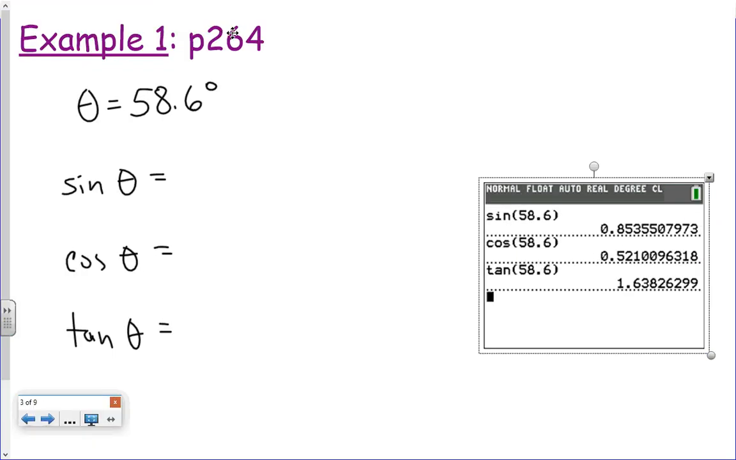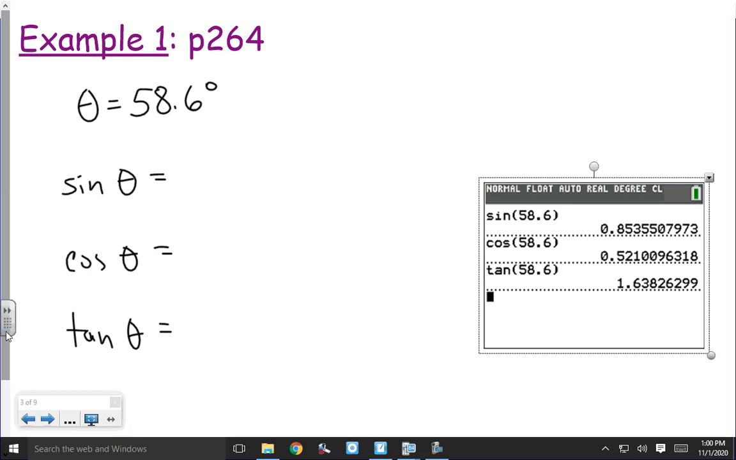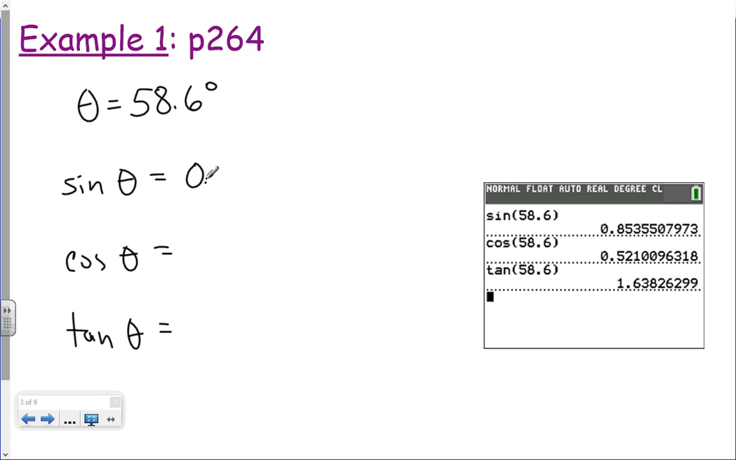All right, so starting with the sine of 58.6 degrees there, it was 0.854, I guess, if we round that to 3 decimal places. I know the book said to go to 4 there. You can if you want to, but again, I'm only going to require that you have 3 decimal places. Cosine of 58.6 was 0.521. And the tangent is 1.638. There we go.